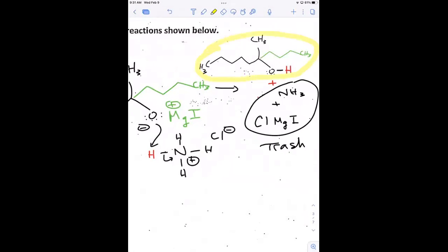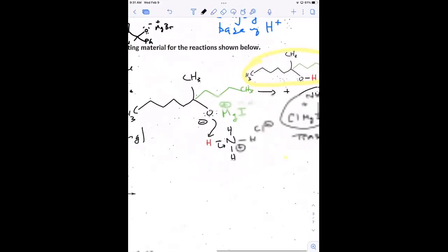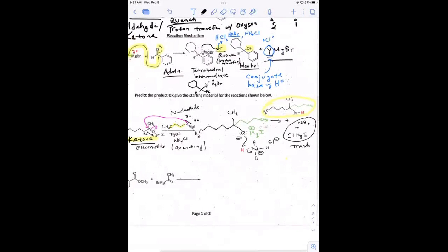I have a question. Go right ahead. For the first problem, the example problem, the mechanism for the intermediate, why did the oxygen from the carbonyl join with the Grignard, but in the one we just did, it didn't?